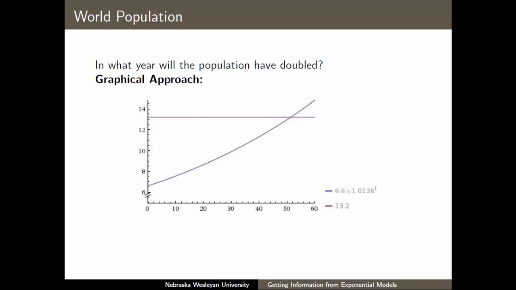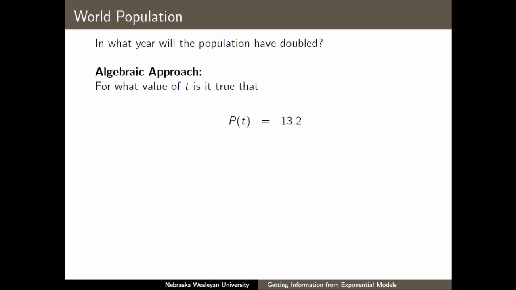One way to estimate it would be to plot the graph of our model, which I have here in blue, and then I just have a guideline at y equals 13.2. Where these two lines intersect represents the point where the population is 13.2 billion. From the graph, it looks like it's a little bit bigger than 50, so we might estimate something like the year 2057.